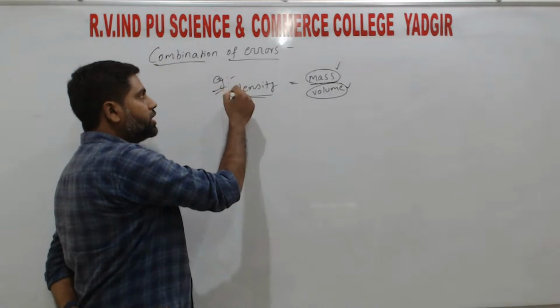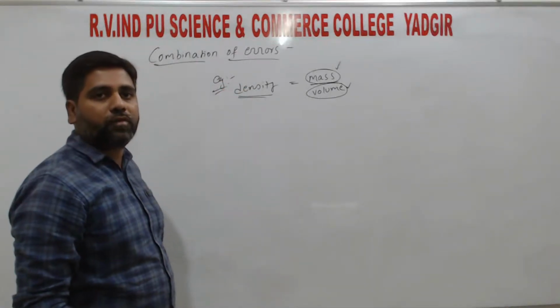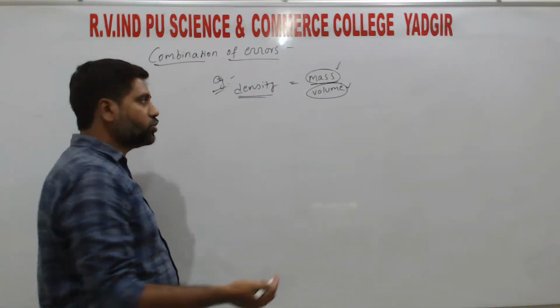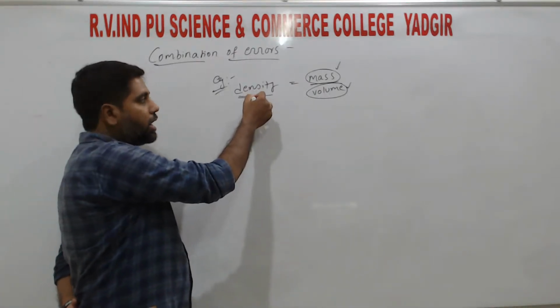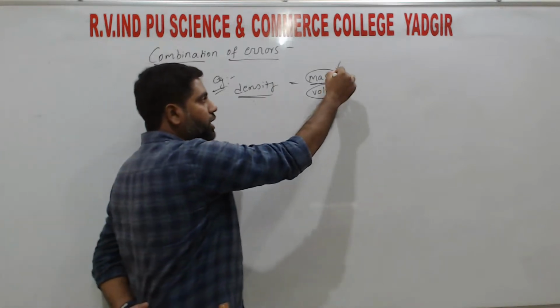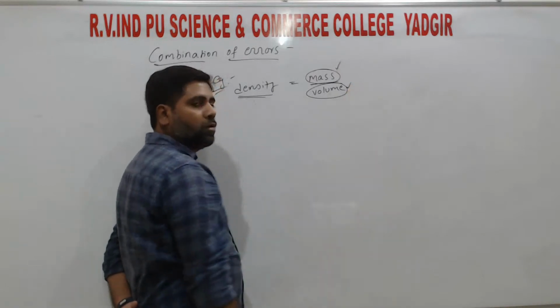So where do we use the combination of errors? Whenever we measure some physical quantity, some error occurs, right? How much error comes, and from what does that error come? That is from two other physical quantities, that is, one is mass and another one is volume, right?